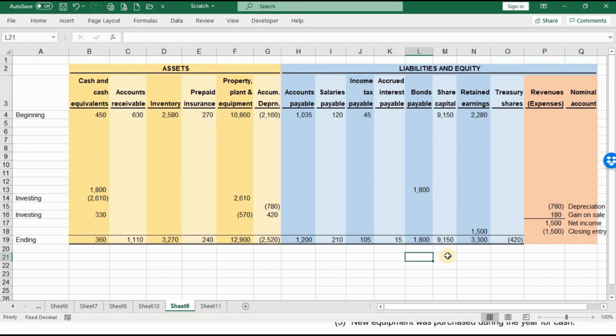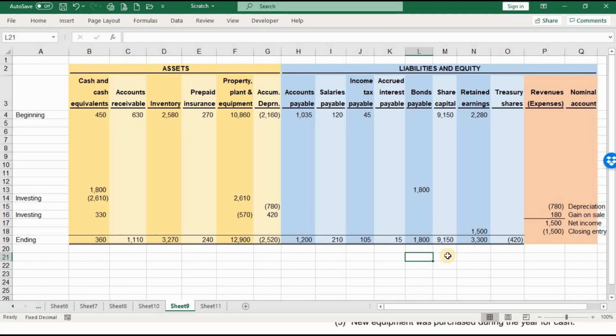Let's proceed to equity accounts, starting with share capital. The share capital has a beginning and ending balance of 9,150. This means that there is no transaction that affected the share capital account during the year.